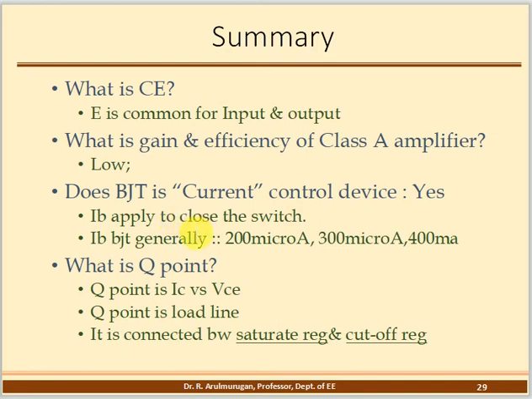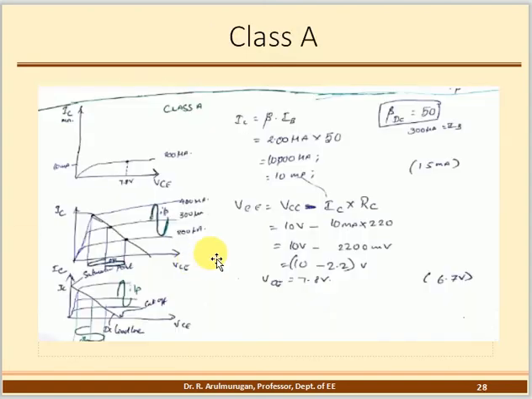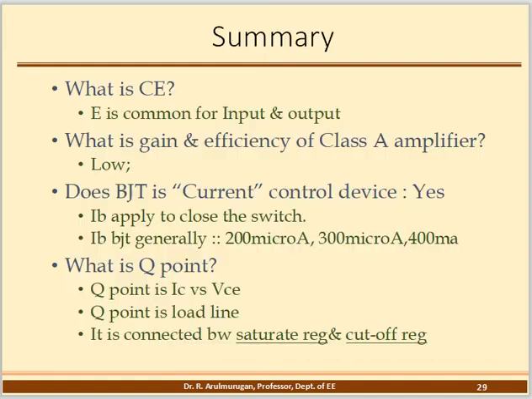Switch is closed. If the input current is zero, the output current is zero. Generally you vary 200 microamps, 300 microamps, 400 microamps. What is a Q point? This is a Q point. The Q point is the output current versus the output voltage, IC versus VCE. So the Q point lies on the load line. It is connected between the saturation region and the cutoff region. You connect it.